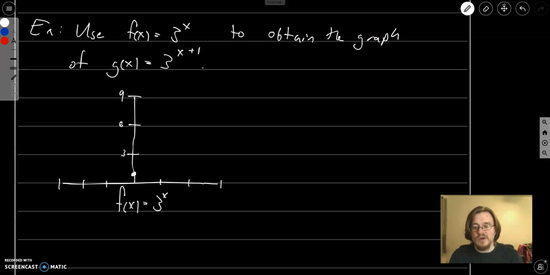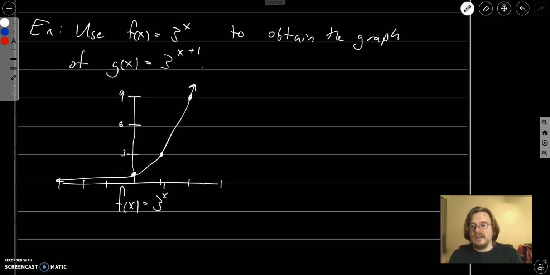If I were to plug in a 1 into this function, 3 to the first power is always 3. 3 to the second power, 3 times 3, is going to be 9. And any beyond is going to be up and up and up. So if we think about what our function is going to look like, it's going to be something like this, where our function is going up and to the right, and as we come to the left, it's going to get closer and closer to 0.